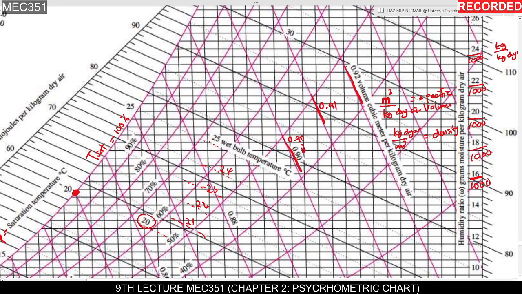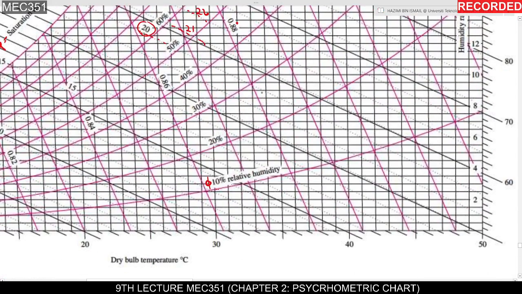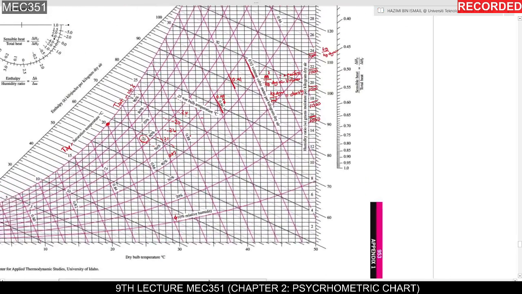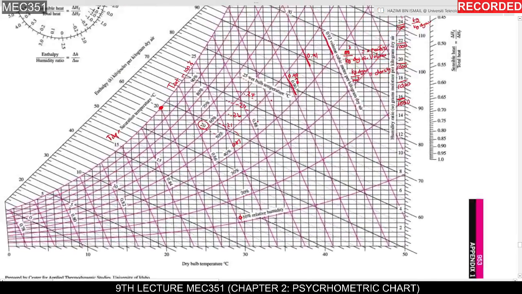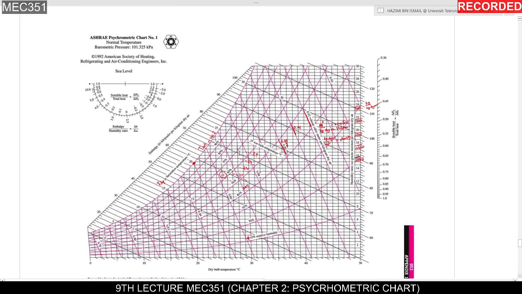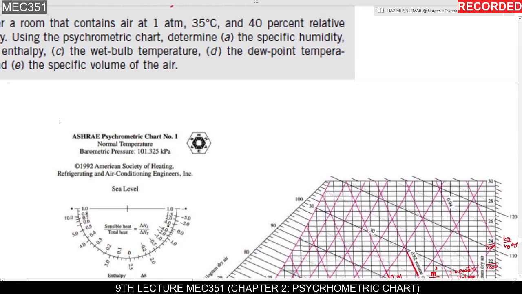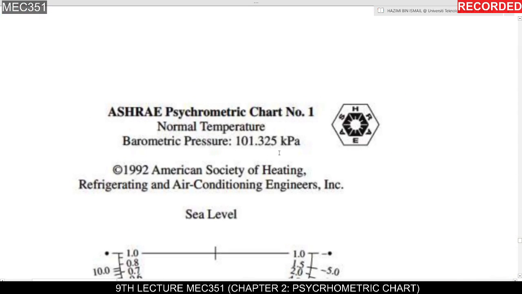0.90, 89, 88, 87, 86, 85, 84, 83, 82, and so on. Okay, so there are a lot of thermodynamic properties that you can obtain by only using this particular psychrometric chart. But I repeat, make sure it is only used at a specific pressure.